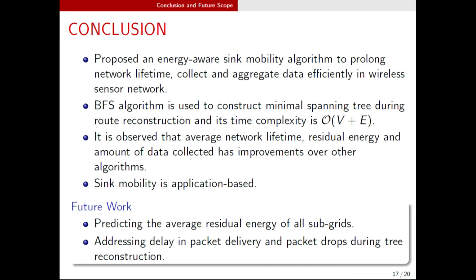Predicting the residual energy of the entire network can be done using a machine intelligence algorithm. Addressing delay in packet delivery and packet drops during reconstruction is also important and has to be considered, and we are working on that and shortly submitting it to a journal.